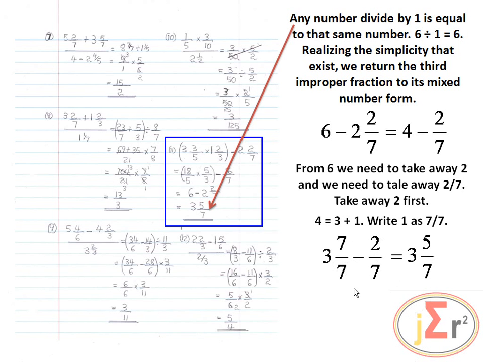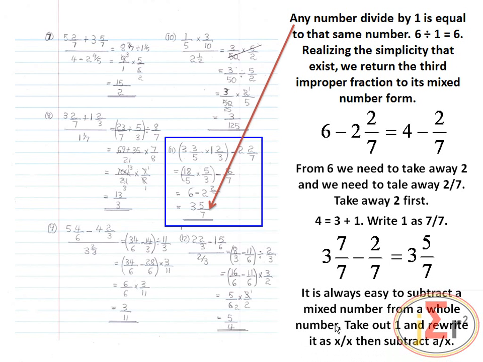So that is a simple process if we can do it mentally. Of course we can do that mentally. We say 6 minus 2 and 2 sevens, and we take the 2 from the 6 first, and write the 4 as 3 plus 1, which is 3 and 7 over 7. Then we take away the 2 sevens from the 7 over 7, so we have 3 and 5 over 7.